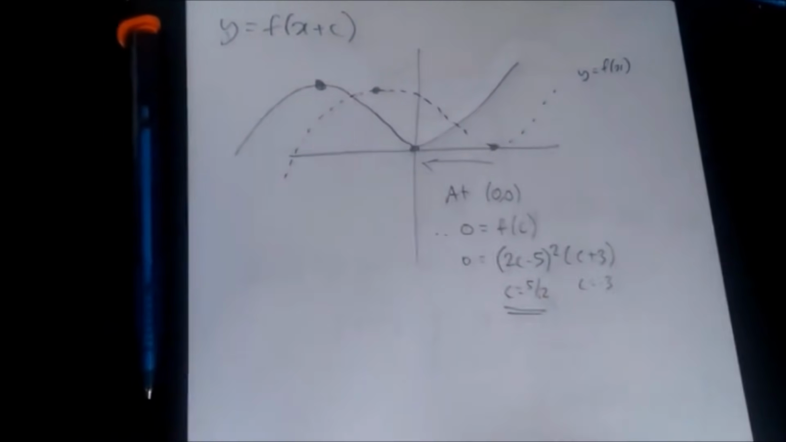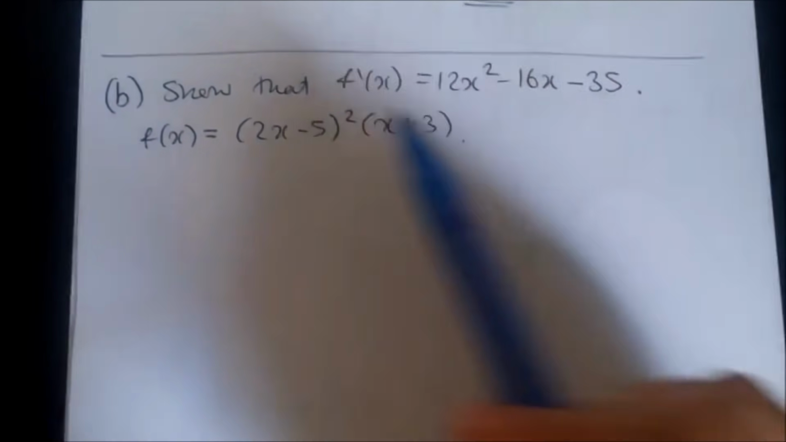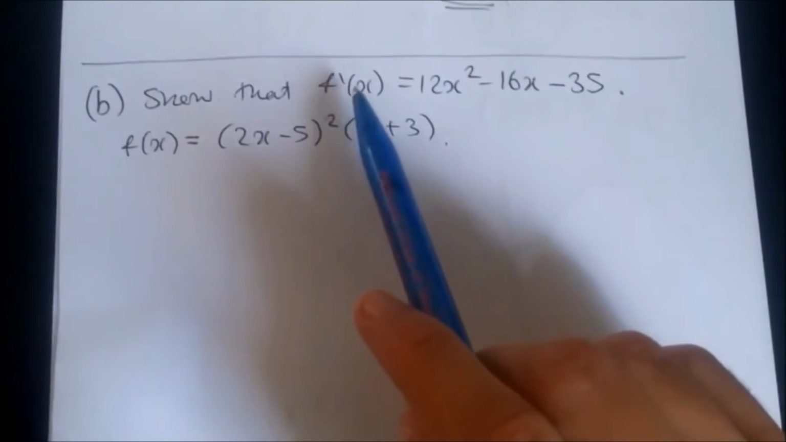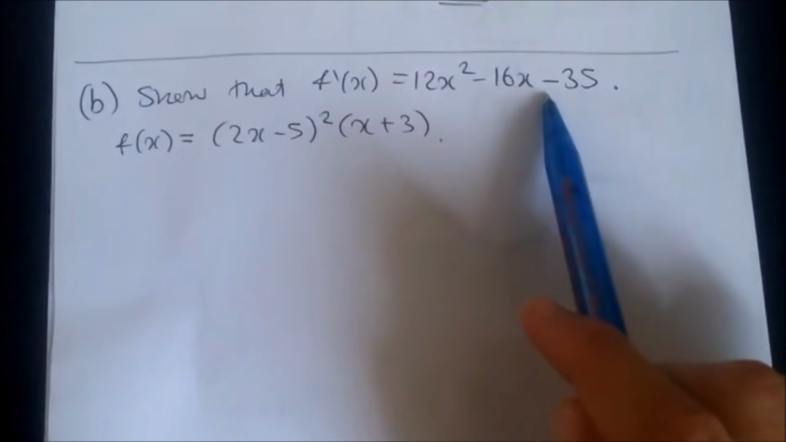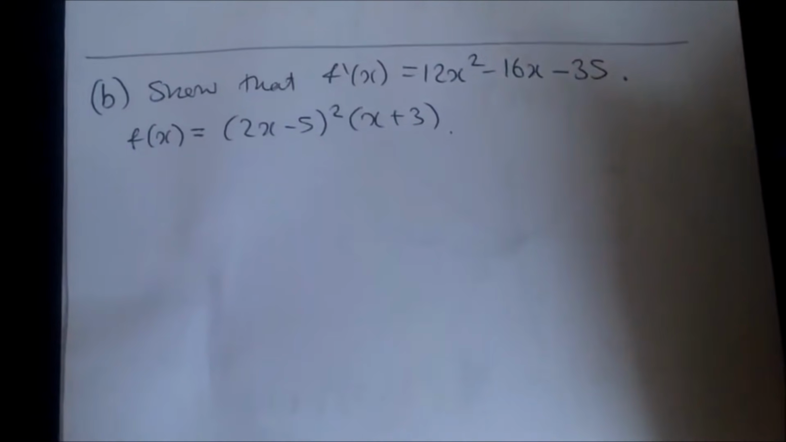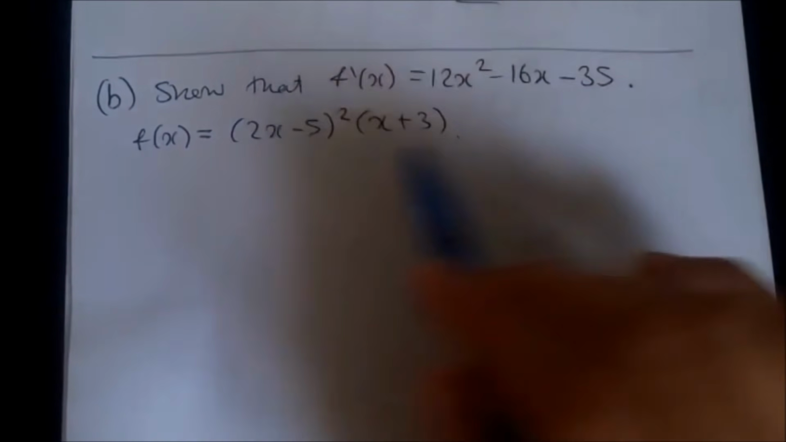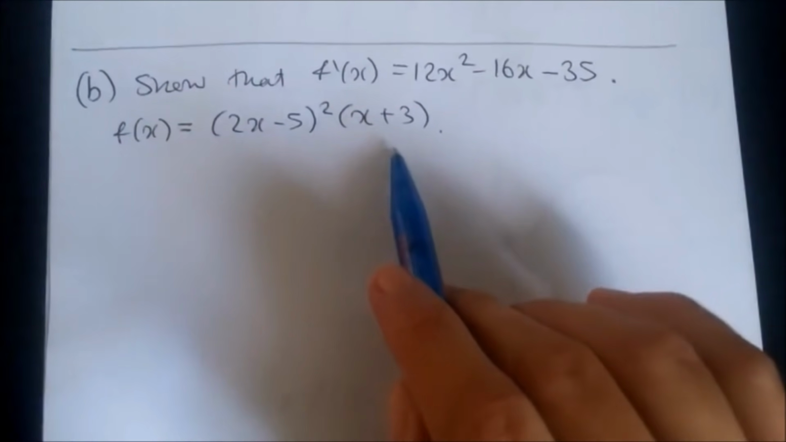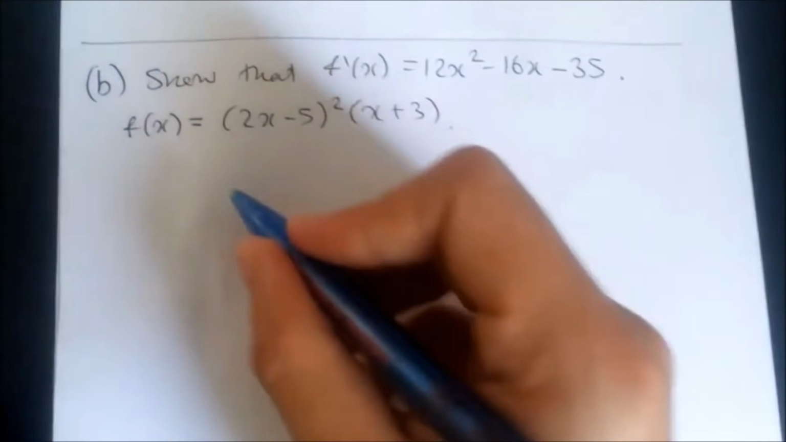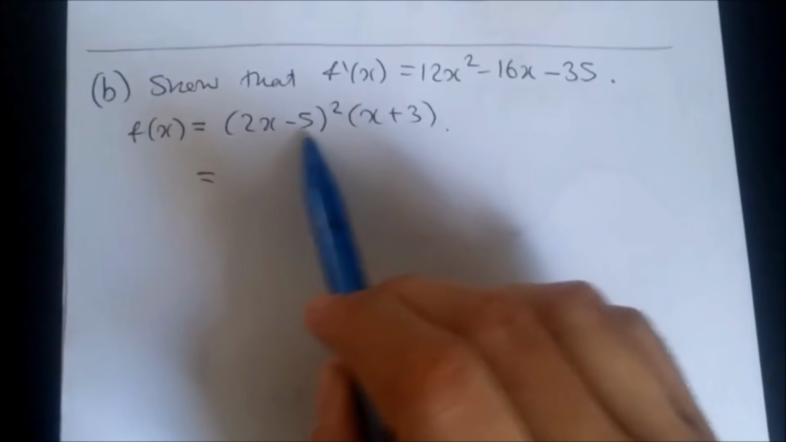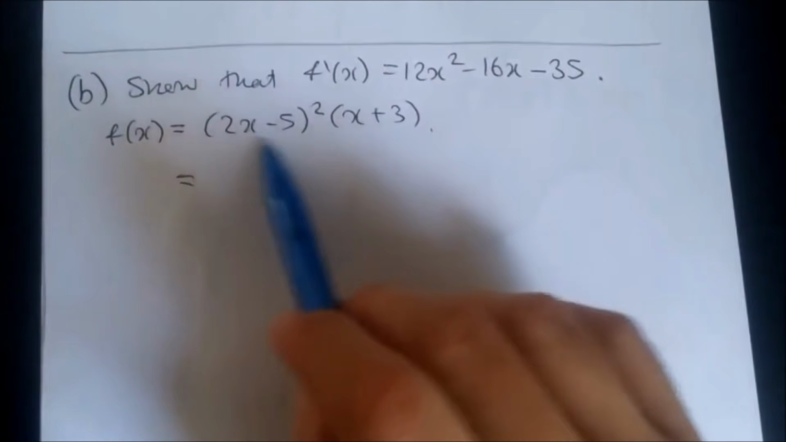Okay, now let's move on to part B. It's asking us to show that f prime x equals this. In other words, the first derivative of the function must equal this. Not so bad really, it's just a case of expanding this properly. So let's have a shot. The majority of the marks are for expanding this, and differentiating is the easy part. So by expanding this, what do we get? Well, I always do the larger term first.